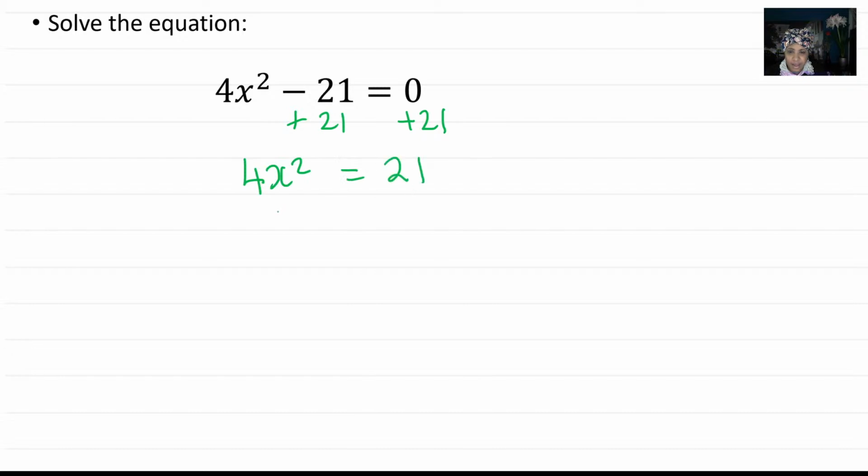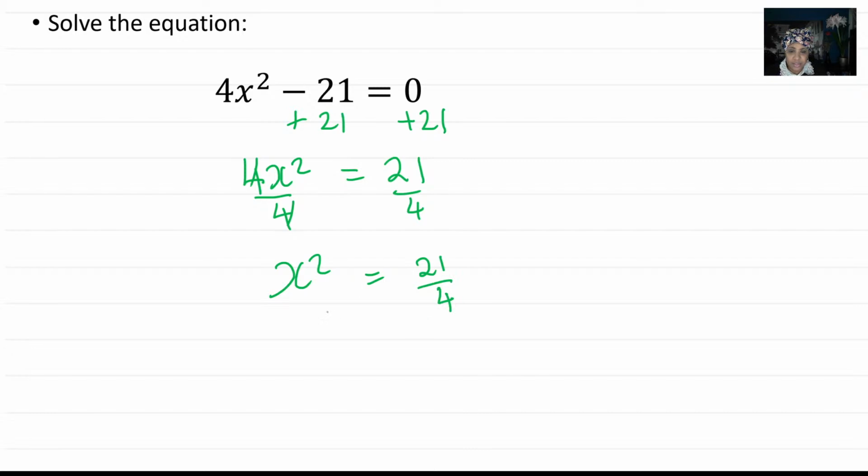So you got 4x squared equals 21. And then what do we have? We need to get rid of this 4, okay? So we divide by 4 on both sides. Now this will cancel and that will cancel. Then you have x squared equals 21 over 4, okay?